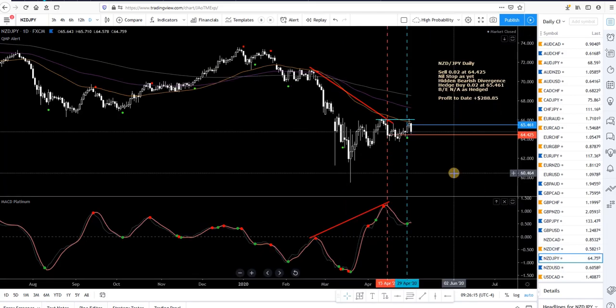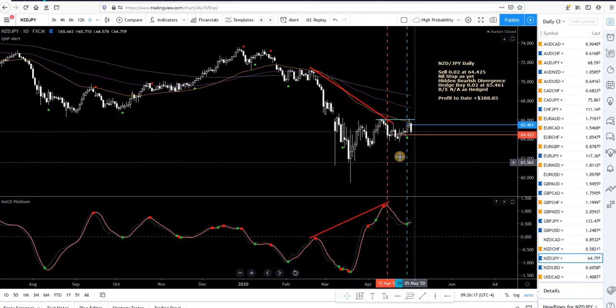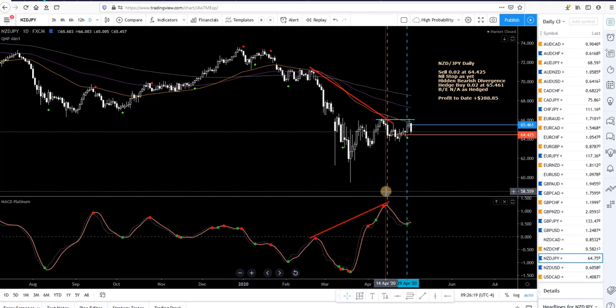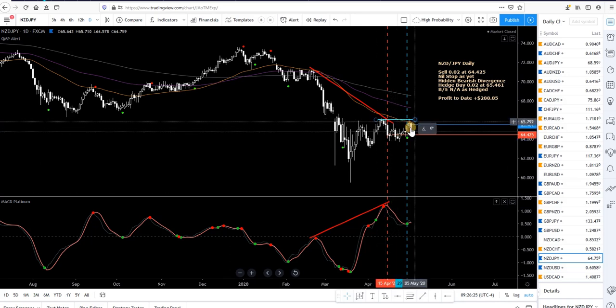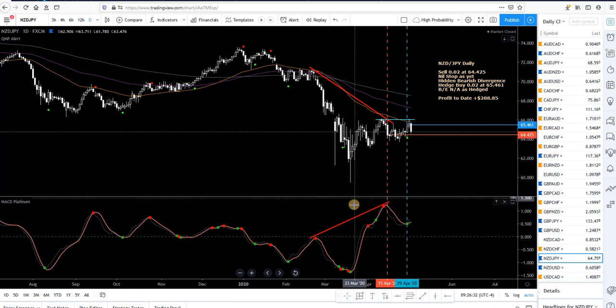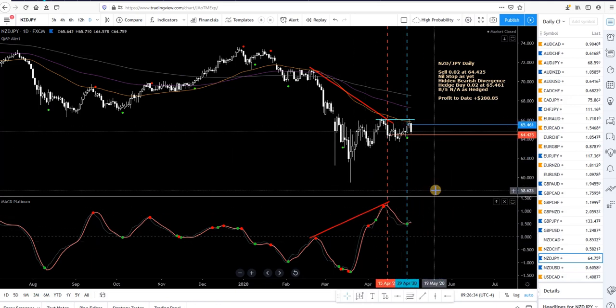New Zealand Japanese yen. See all these pairs on Friday just reversed. We're in a sell here. Hidden bearish divergence. Nice little double top. Got the hedge buy, so we're locking in a loss between these two, and the MACD platinum is still above the zero level, so looking for a second sell. When it comes, no one knows.